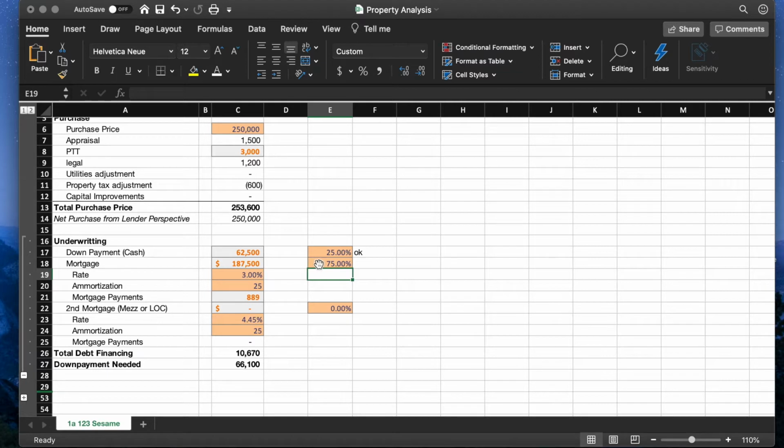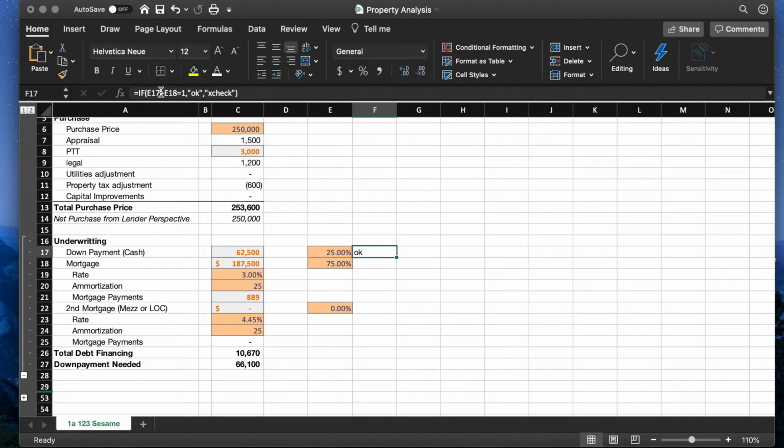Alternatively, if you really want to make it very automated, you could put equals 1 minus that one there, and it will then always equal 100% financing through this. The reason why I left it manual is because we're going to play around with that second mortgage and mezzanine financing a little bit later on. So let's get rid of that formula.